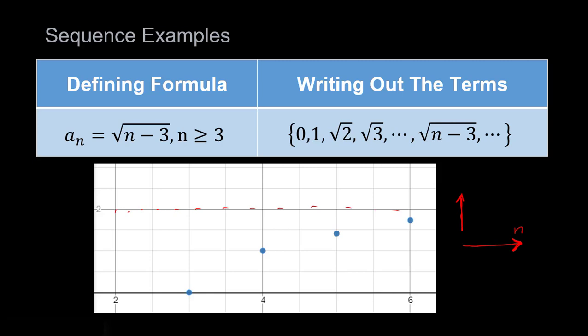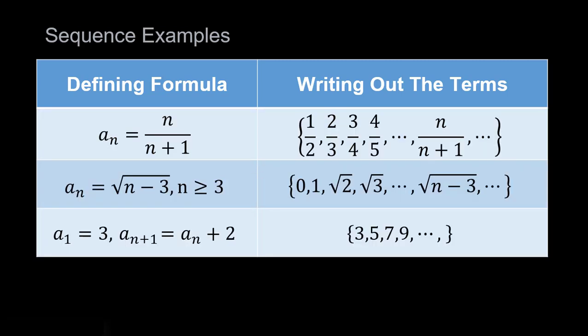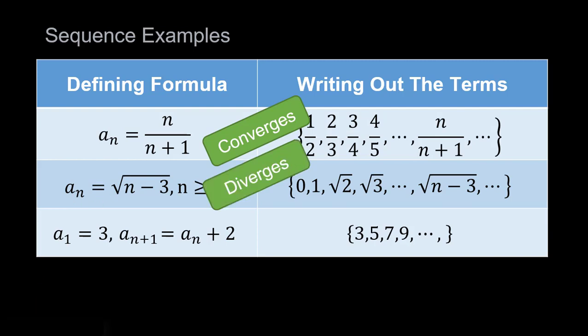So, in summary, we looked at several different sequences. We looked at the definition of a sequence and how to write them out, and we found that this first series converges. We found that this second series diverges. So that concludes our introduction of sequences, and the next thing we'll discuss are series, which is basically just the sum of the terms in a sequence.